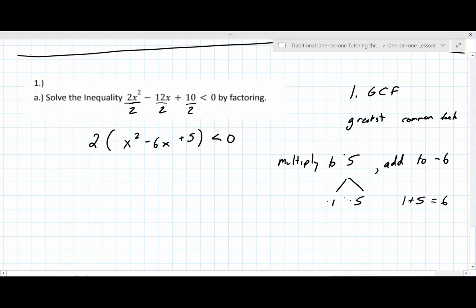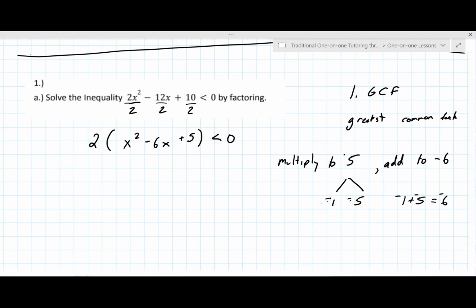I think we have to put one positive and one negative. They're actually both negative. Oh, wait. Oh, yeah. Wait, -1 times -5 is 5. -1 plus -5 is -6. Okay.